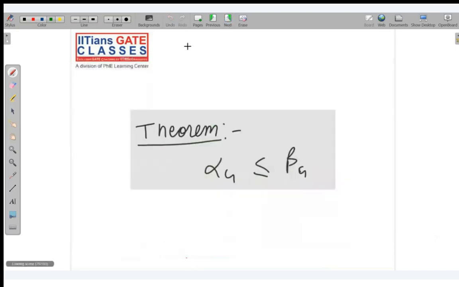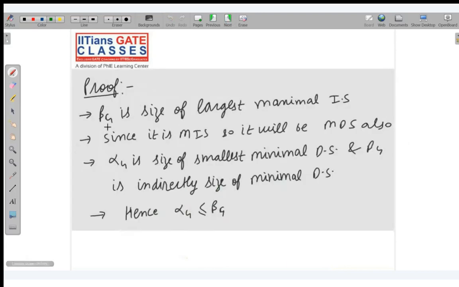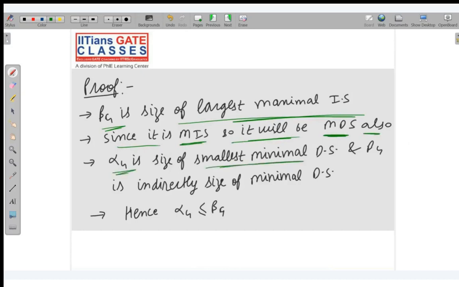Done, sir. Okay, so another theorem: alpha G is less than or equal to beta G. Take snapshot. Okay, so proof I have given you. Beta G is the size of the largest maximal independent set. Since it is a maximal independent set, it will be a minimal dominating set also. Now since alpha G is the size of the smallest minimal dominating set and beta G is the size of a minimal dominating set, hence alpha G will be less than or equal to beta G.